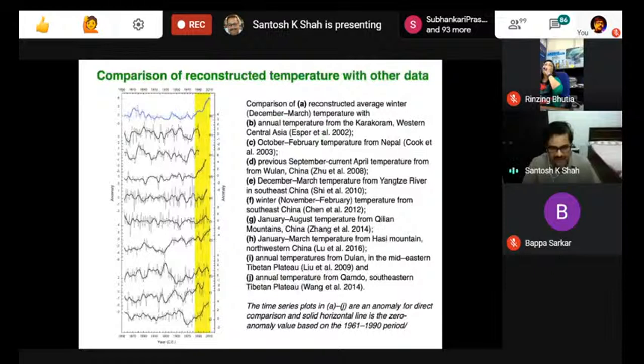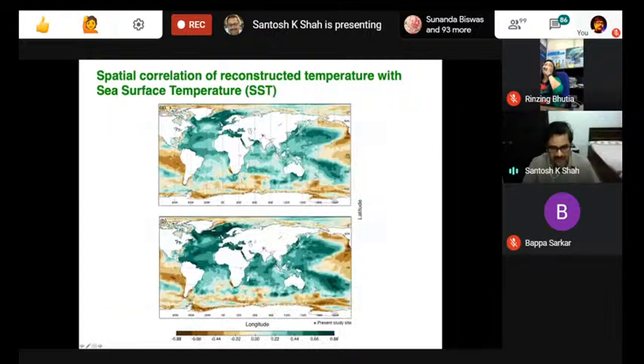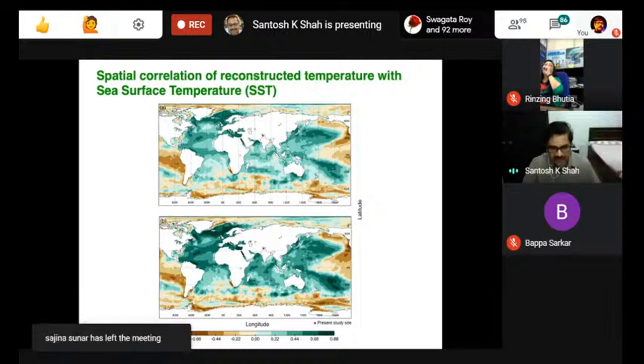And again, it is compared with other regional reconstructions. Everywhere it is rising. Skipping ahead, we can see how this climate is controlled by different patterns. Here the oceanic influence is there. Oceanic influence is represented here.